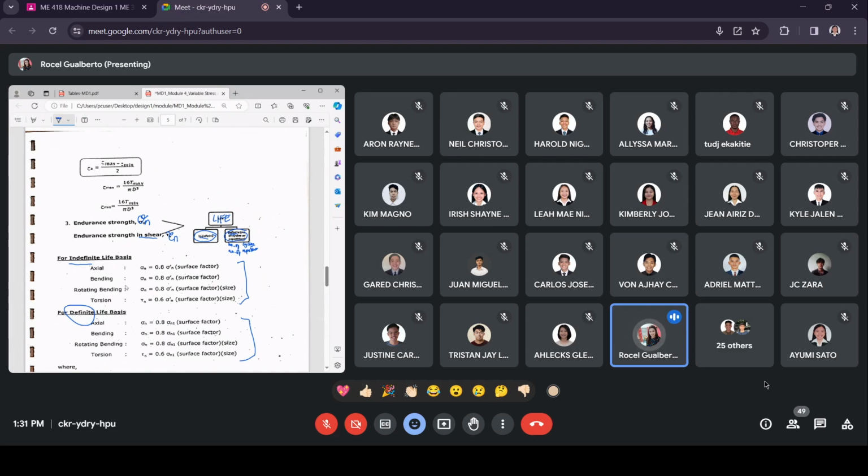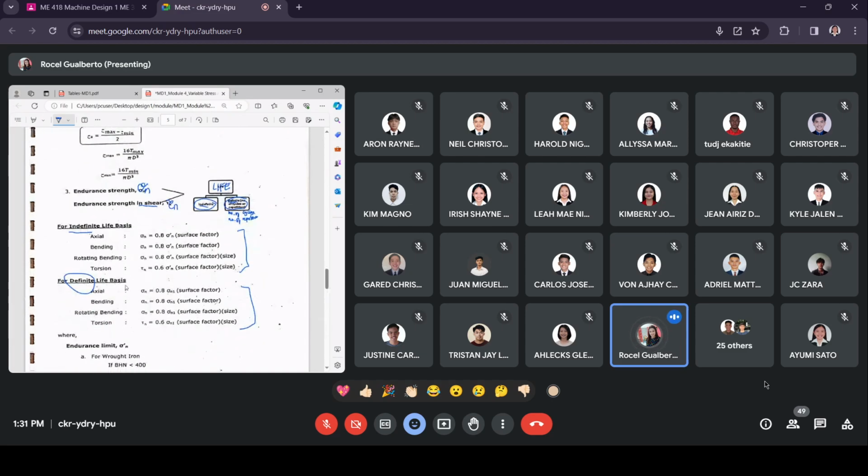You try to compare the equations for sigma n and tau n, which depend on the type of loading. So we have your axial, meaning tension or compression. It's axial. You have your bending, combined rotating and bending, and then you have your torsion. Same thing with the definite life.